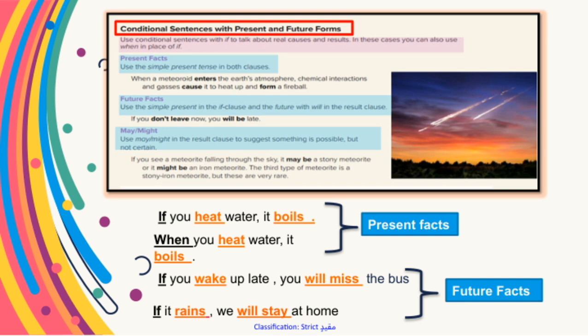Now shifting to present facts, we have an example. When you heat water, it boils. Here, we use when instead of if, because this is a regular, factual occurrence. The key point is that heating water causes it to boil, something that's always true under the right conditions. And just to emphasize, the sentence "if you heat water, it boils" is also correct, and is used to state a general truth or scientific fact.